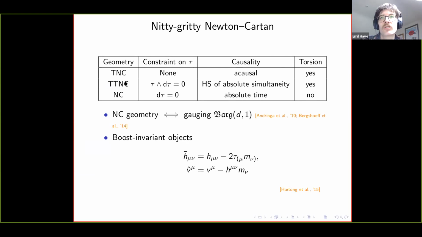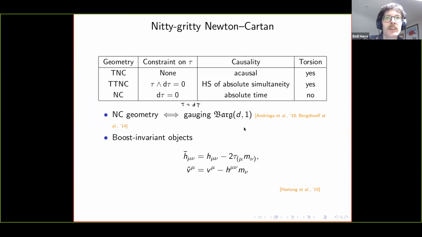The next version is the twistless torsional Newton-Cartan, where the clock form satisfies the Frobenius integrability condition, leading to the slicing that we saw in the previous slides, where you have hypersurfaces of absolute simultaneity. The most restrictive version is just called Newton-Cartan, which has a closed clock form. Because we will only work very locally, we will take this to be equivalent to the clock form being exact. That means that we can write τ as dt of some t, which expresses some kind of global notion of time.